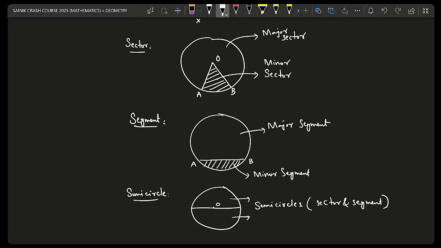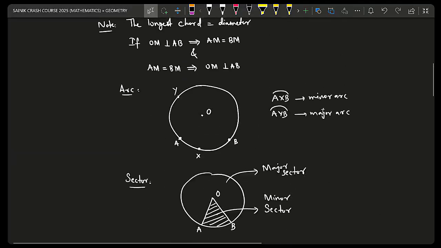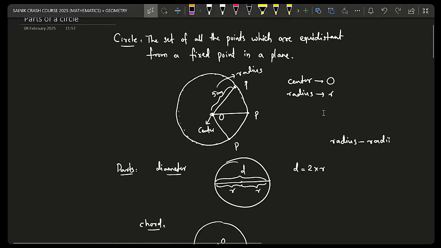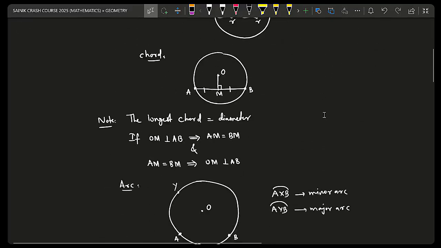Jashvi, what is your doubt? Sir, I have a doubt in chord. What is a chord? Very simple. It is a line segment joining any 2 points on the circle. See, chord is here. So A and B are any 2 points on the circle. You just join them with a line segment. That line segment we call a chord, right? Yes, sir. That's it.